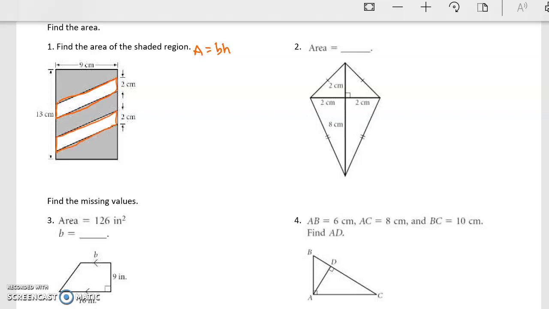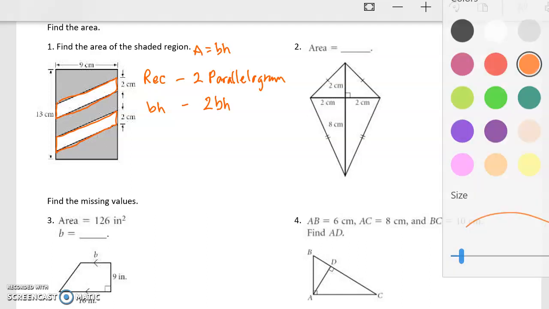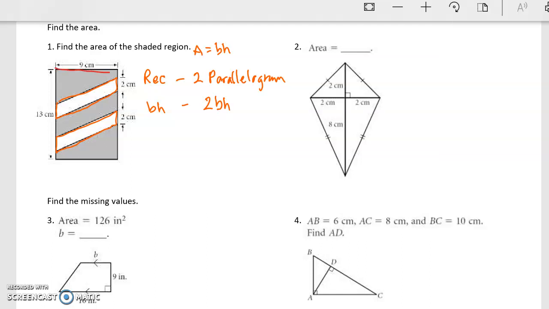So what we have is, I like to kind of write these out. We have a rectangle minus 2 copies of the parallelogram. For the rectangle, we're going to use the base times height formula, but we're also going to use that same formula for the parallelogram. For the rectangle, the base is 9 and the height is 13. For the parallelograms, the height is this distance here, which would be 9, and each of the bases are 2. And again, that's why we can multiply that by 2, because the parallelograms are congruent.